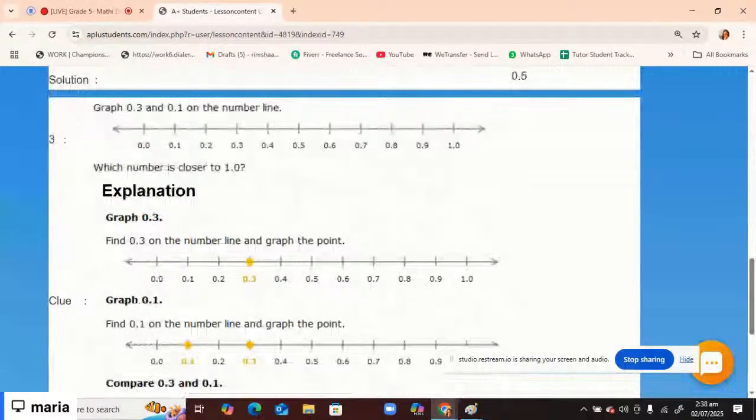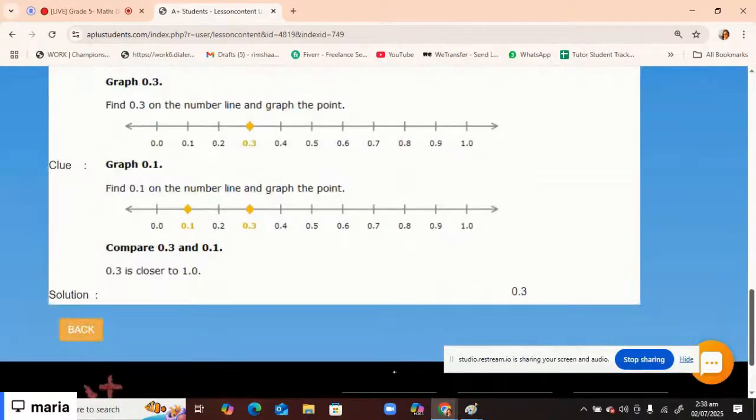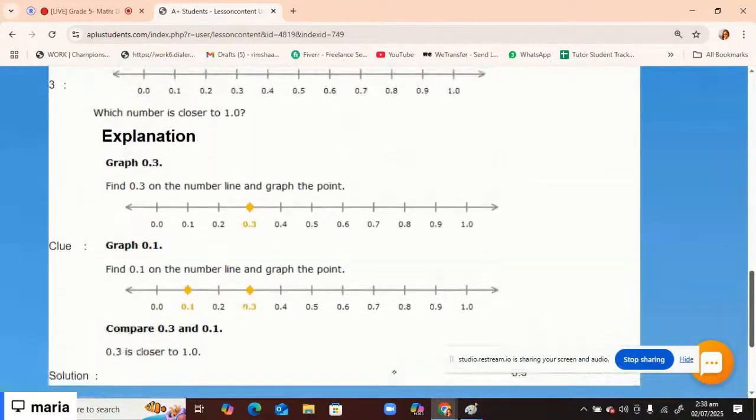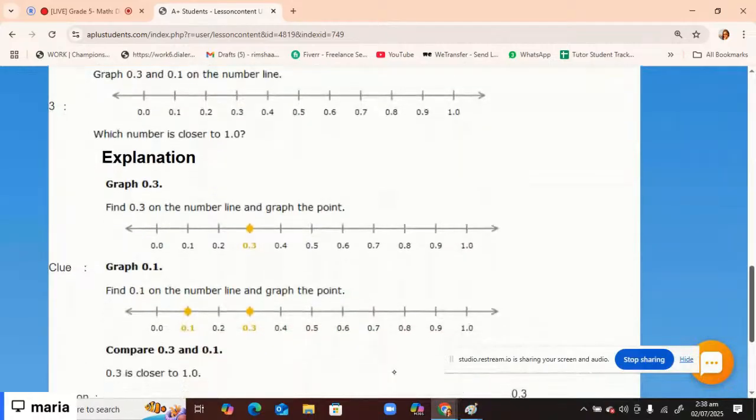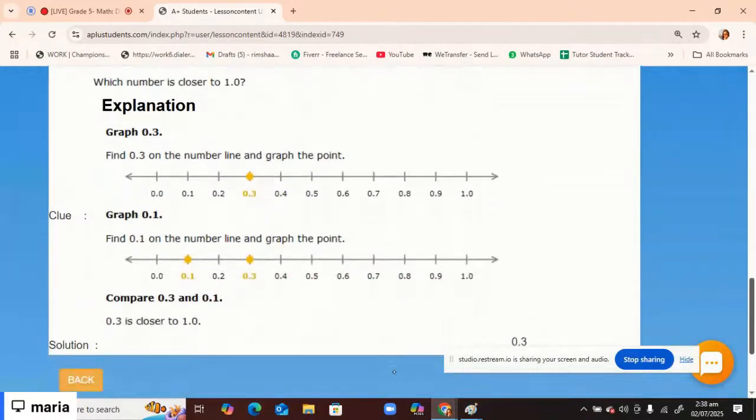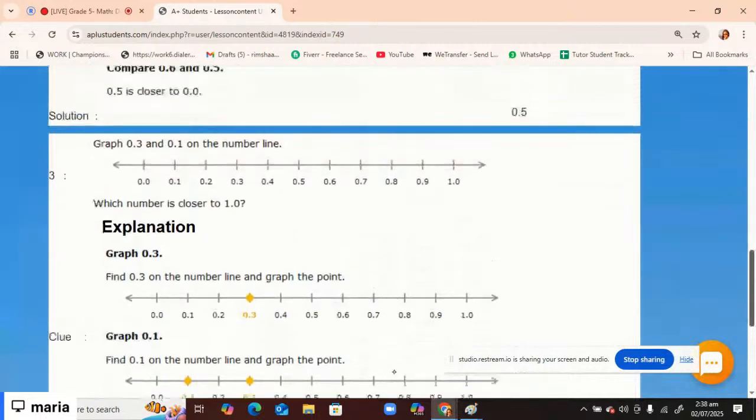You guys tell me, where are the points of 0.3 and 0.1 on the number line? So we know that this first yellow point is 0.3 and then 0.1. We compare these two points and check which one is closer to 1. They are saying which one is greater. So you can say that 0.3 is greater as compared to 0.1.